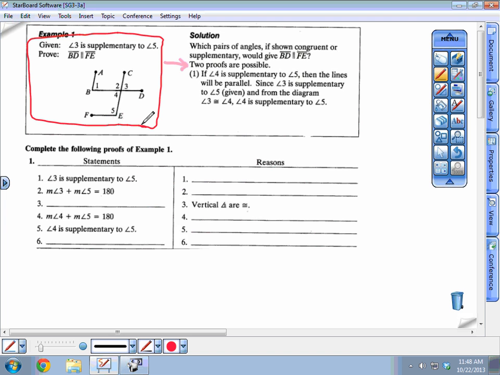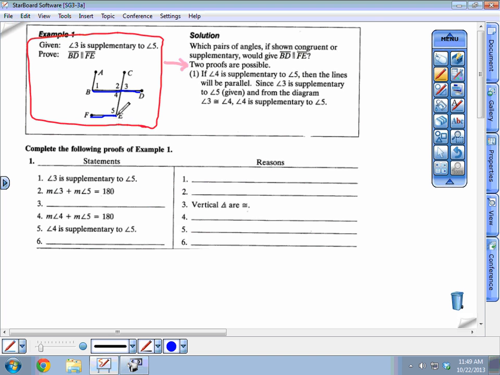Angle 3 is supplementary to angle 5. That means the measure of 3 plus 5 is equal to 180, right? I know that that's the reason, but I'm just looking at the figure. And we're asked to prove that line segment BD is parallel to FE. Let's take a look at BD and FE and see what we think. Here's BD and here's FE, okay?